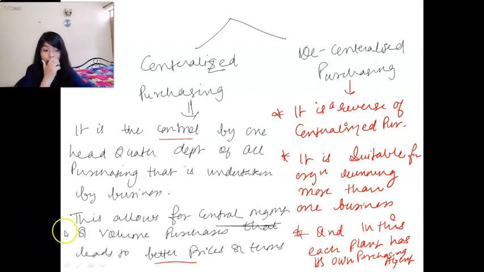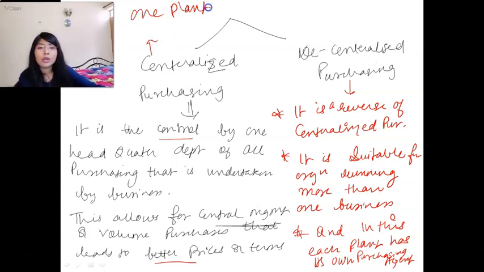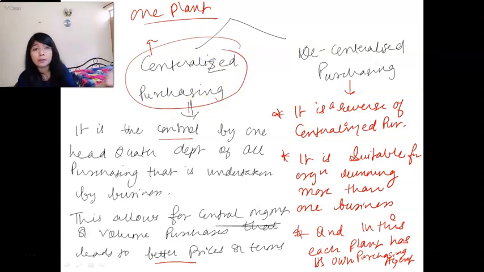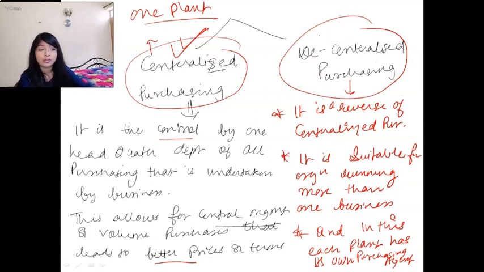Now you can clearly say that if you have one or two plants, you can go for centralized purchases. But if you have n number of plants at n number of locations, then you cannot have this strategy. Then you need decentralized purchasing, where each and every unit has a different purchasing department, which will take decisions on purchasing of material on the basis of the needs and requirements of their organization.